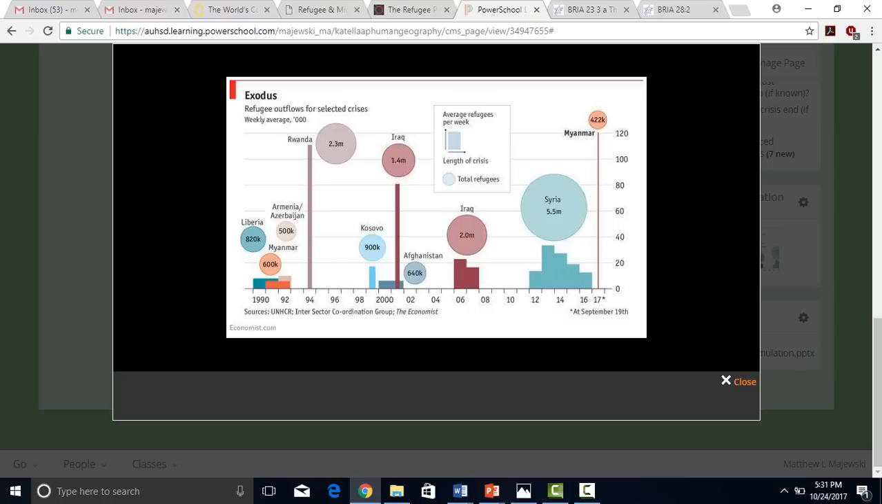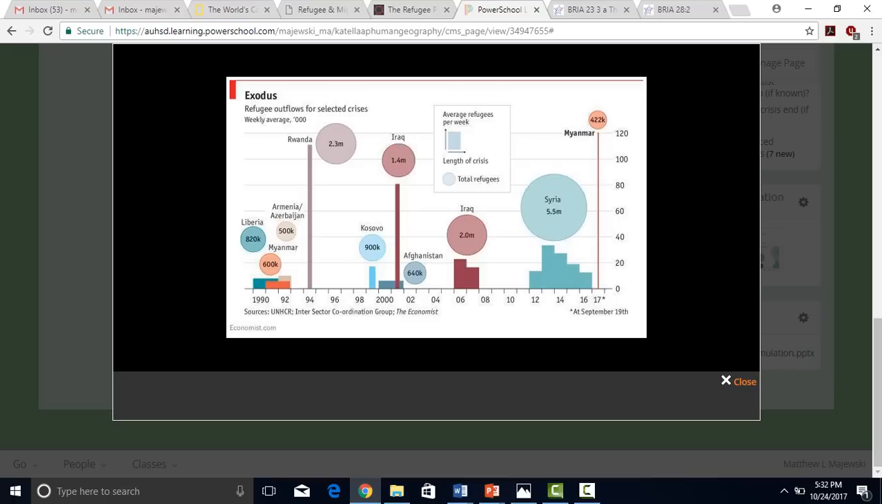By the way, Liberia is an African country. Civil war, fought between two sides fighting for control of the government. It was not religious, it was just a political war. But because of this long-standing civil war, about 820,000 people were forced to flee. Myanmar, 600,000. A repressive government that repressed certain cultural minority groups.